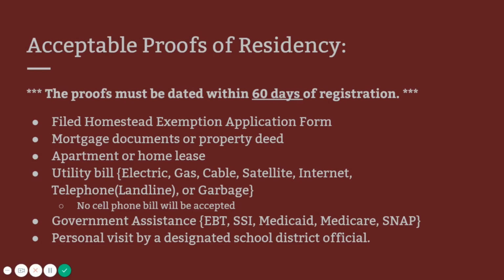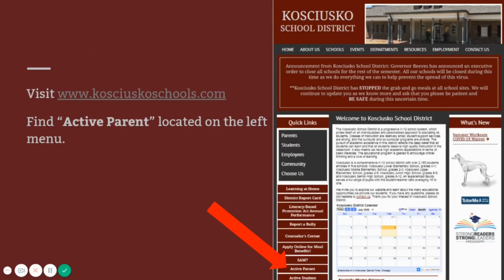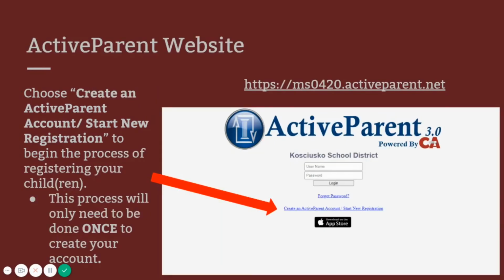Please visit Kosciusko School District's website at www.kosciuskoschools.com. Find the Active Parent button located on the left menu of this page. This will take you to the Active Parent website, ms0420.activeparent.net. Because you are either creating an account or registering a new student, please choose Create an Active Parent Account / Start New Registration. This process will only need to be done once to create your account.